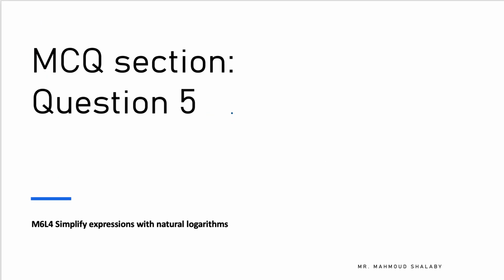Now question 5, module 6, lesson 4, simplify expressions with the natural logarithm. What is the natural logarithm? First of all, the natural logarithm uses the natural base. What is the natural base? The natural base e, which means I will have log to the base e, and we write log to the base e as ln. So if it's log x to the base e, it will be directly ln x. So this means the log to the natural base e.